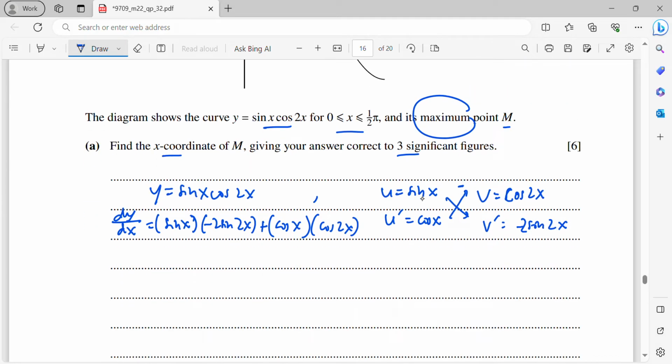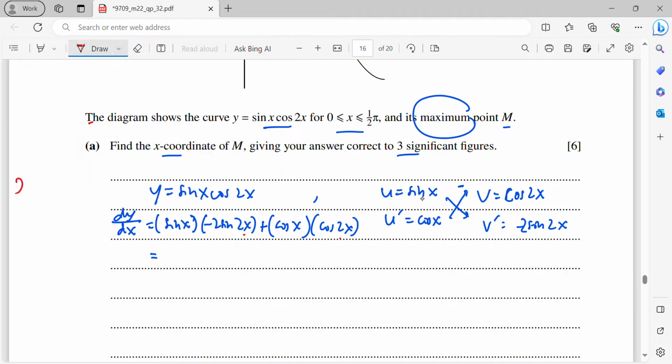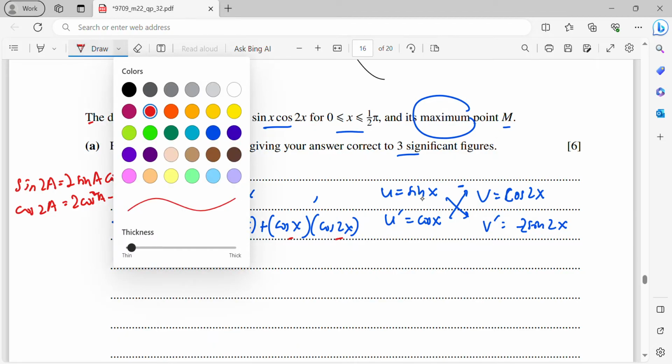Okay, and now I need to solve this. So I have the double angle formula here. This is 2x, 2x, so I will change it to a normal function. That means sine 2x, right? Use the double angle formula. Sine 2a is 2 sine a cos a. And then here is the cos, and here is cos. This is sine. Therefore, I will change cos 2a to 2 cos square a minus 1. Okay, these are the two double angle formulas that I'm going to apply.